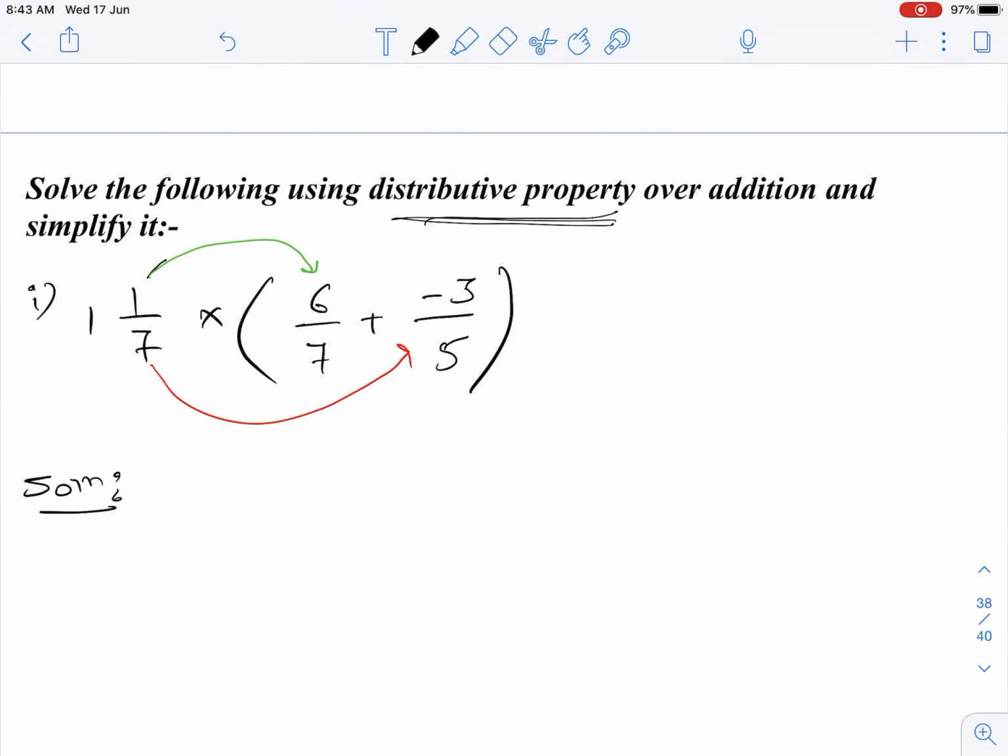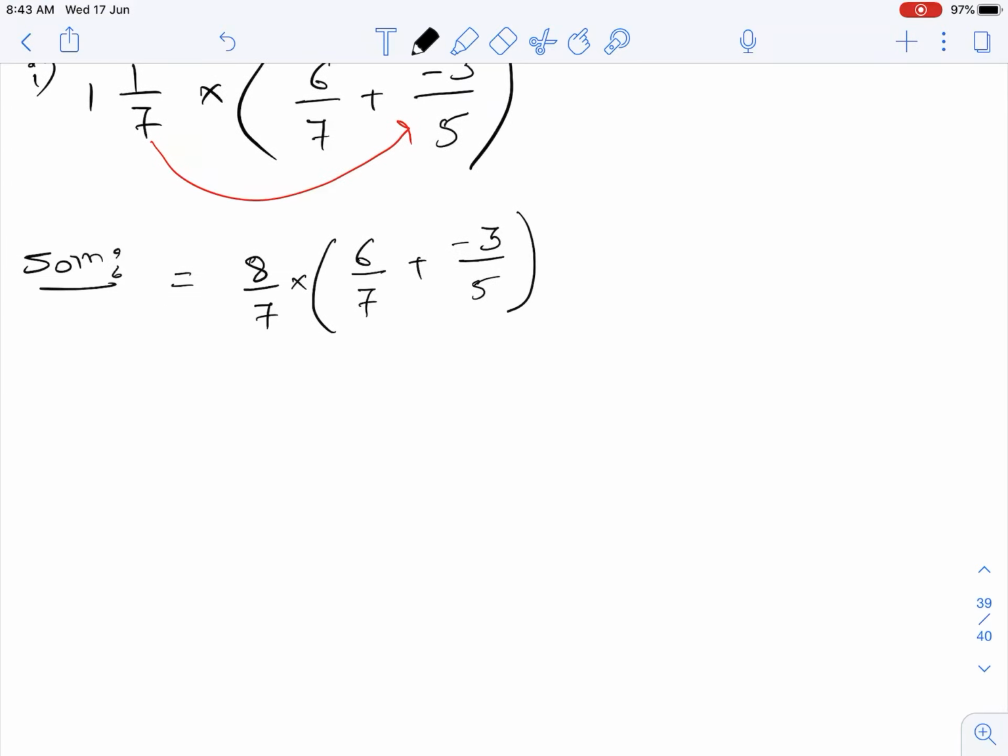Before solving, this 1 1/7 is given as a mixed fraction, so we will convert it into an improper fraction. 7 ones are 7 plus 1 is 8, so you will get 8 upon 7. Keep the remaining terms as they are: into 6 upon 7 plus minus 3 upon 5, equals to.